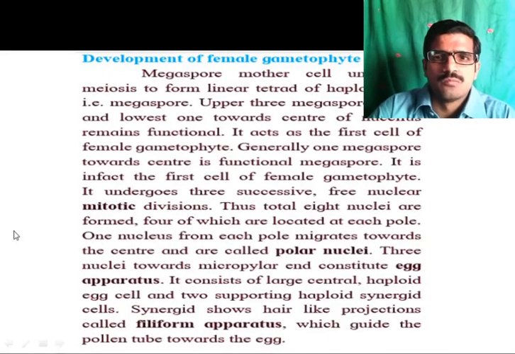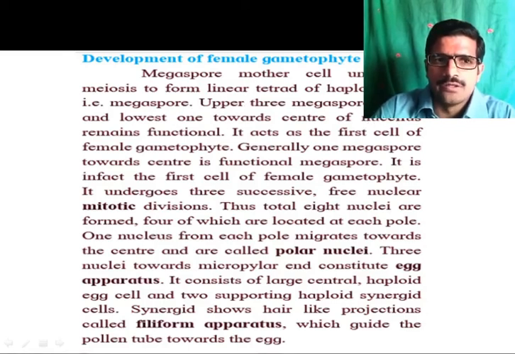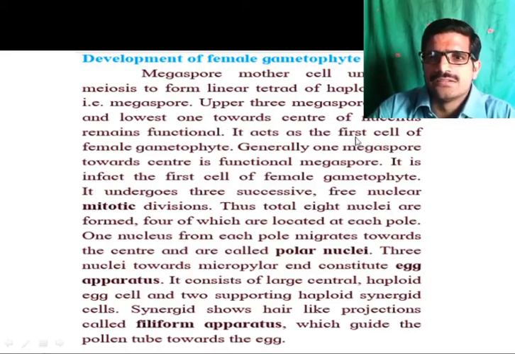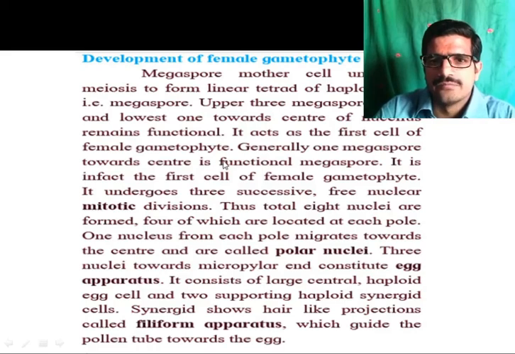So this megaspore mother cell undergoes division, meiosis takes place, and a linear tetrad of haploid cells is formed, called megaspores. The upper 3 megaspores will abort and the lowest one remains functional. It acts as the first cell of the female gametophyte. Generally 1 megaspore toward the center is the functional megaspore. It is in fact the first cell of the female gametophyte.